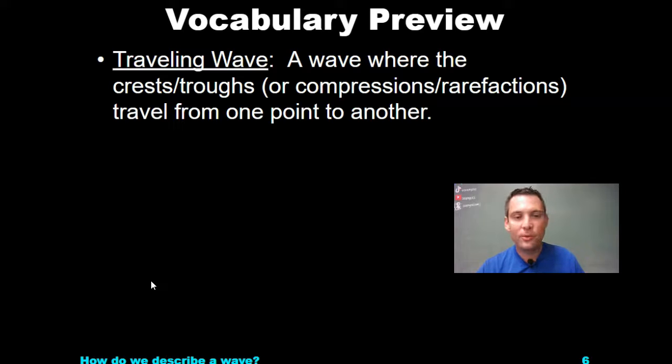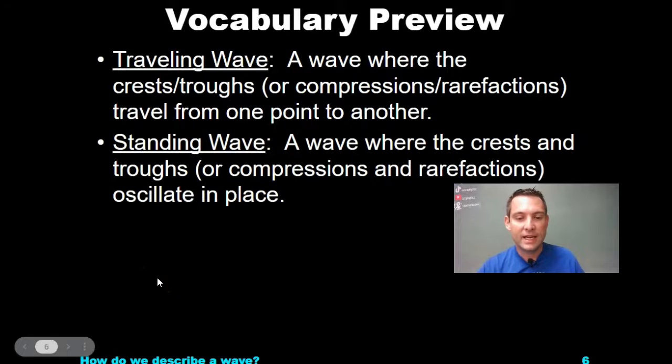A traveling wave is a wave where the crests, or troughs, or compressions, or rarefactions travel from one point to another. A standing wave is a wave where the crests and troughs oscillate in place. A traveling wave is actually moving. A standing wave is just going back and forth.